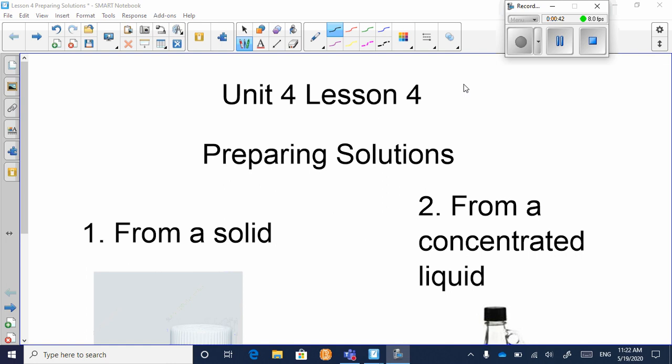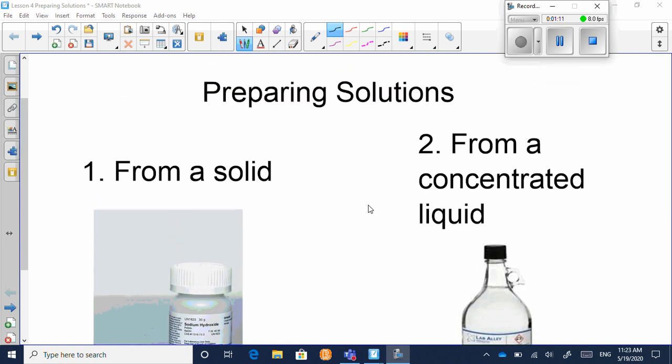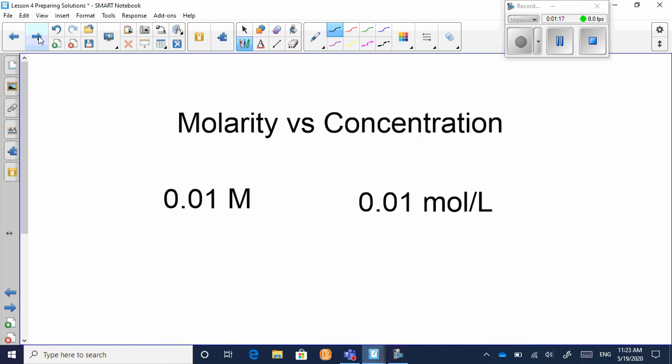So being able to accurately, very accurately, prepare a specific concentration of solution, either from a solid, so here's an example where you're preparing it from solid sodium hydroxide, or from a concentrated liquid. Oftentimes you'll be given a concentrated amount of acid and you're going to need a much lower concentration for the experiment. So we're going to learn the two methods of preparing solutions, both from a solid and from a concentrated liquid.